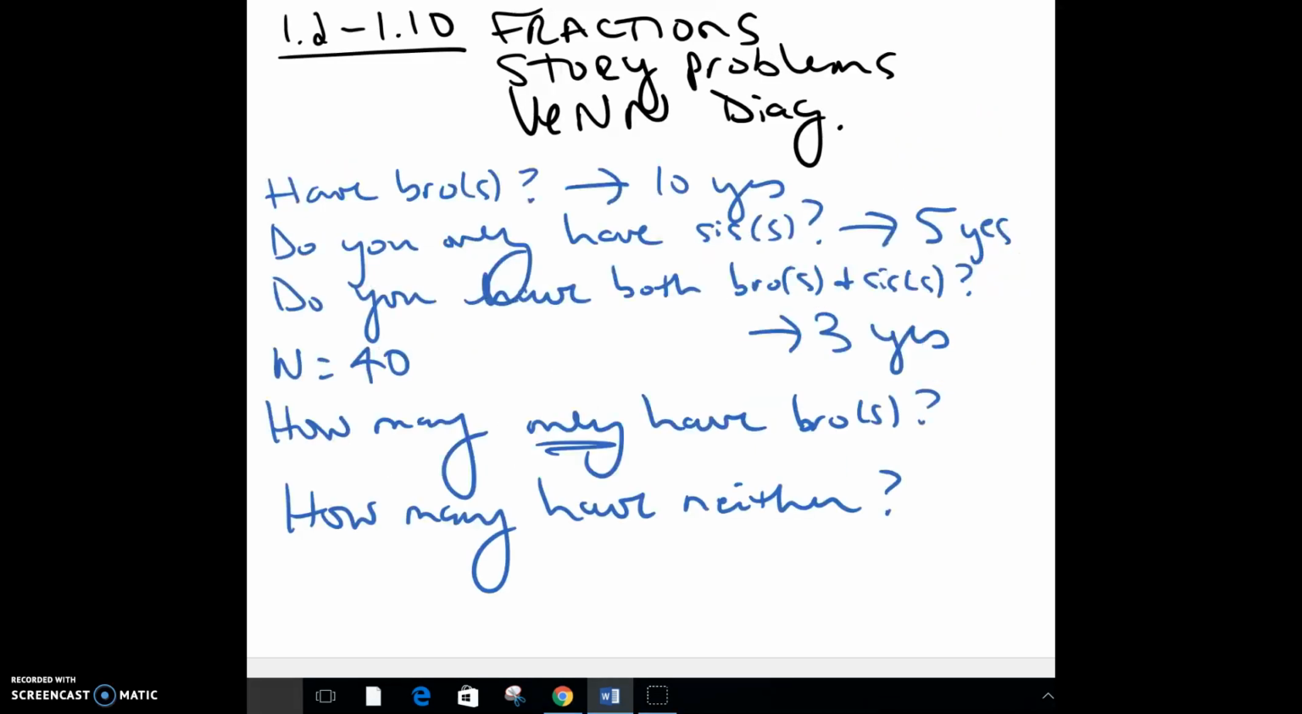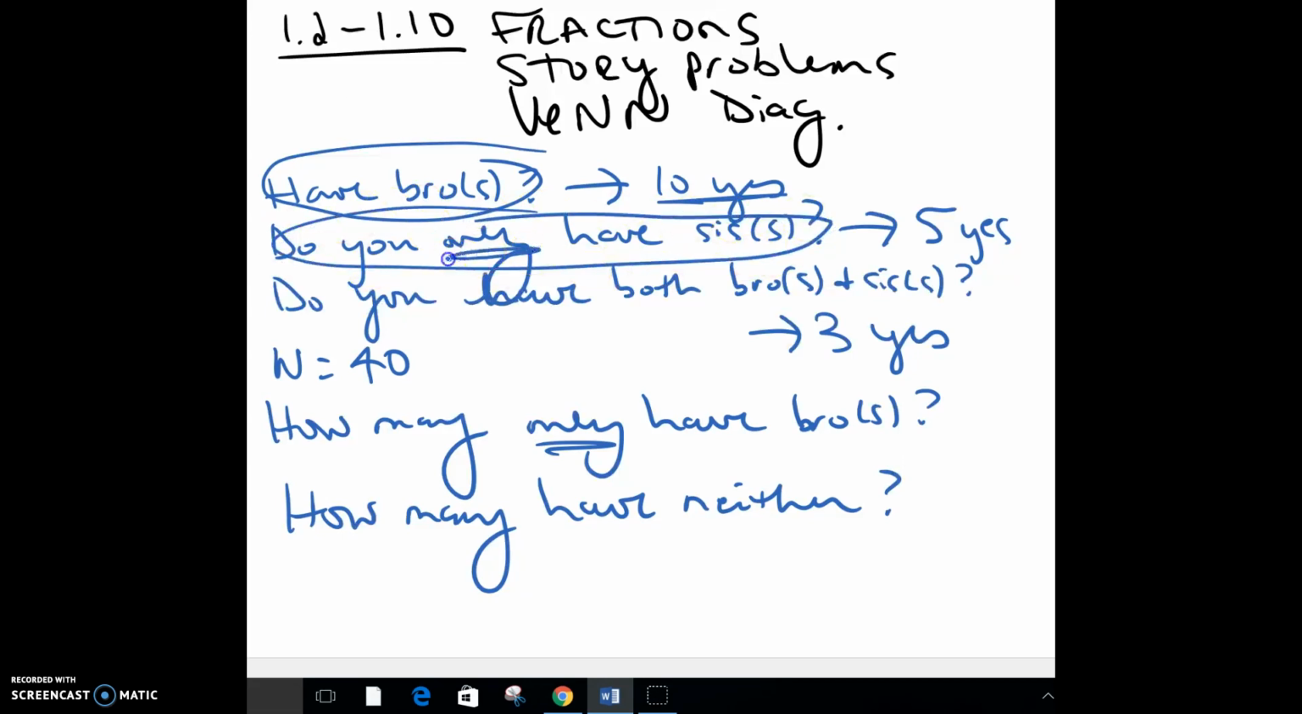Okay, so in a Venn diagram, I might ask some questions and give some numbers. So like, ask a bunch of people, how many have a brother or brothers? Say 10 people say yes. Do you have any sisters, or you only have sisters? Only have sisters. 5 people say yes. Do you have both brothers and sisters? So do you have both? And 3 say yes. And then there's a total of 40 people in my sample.